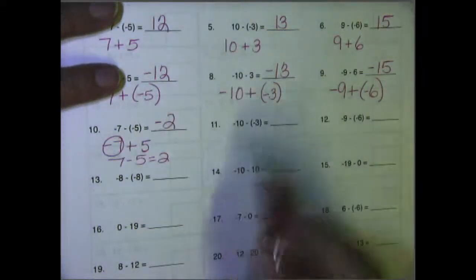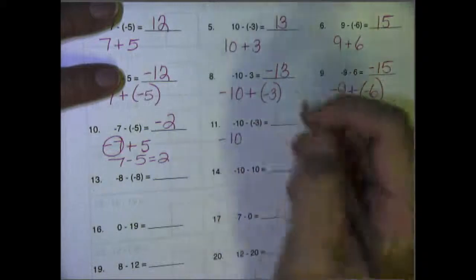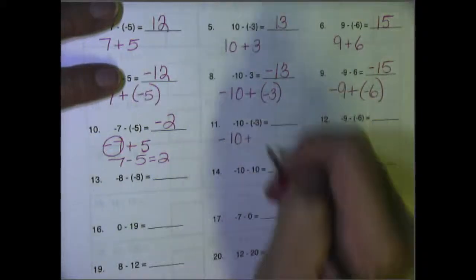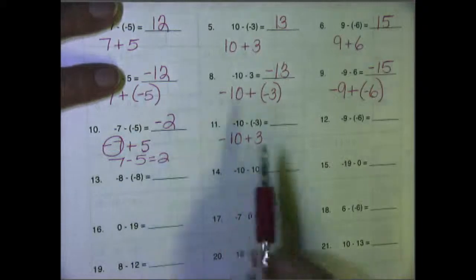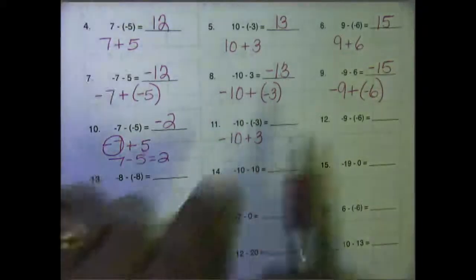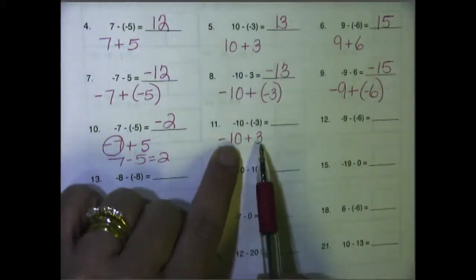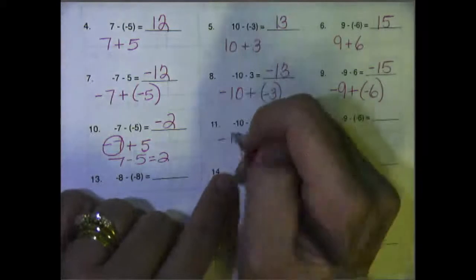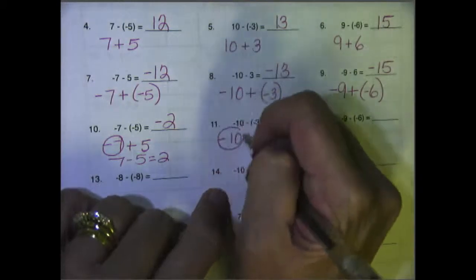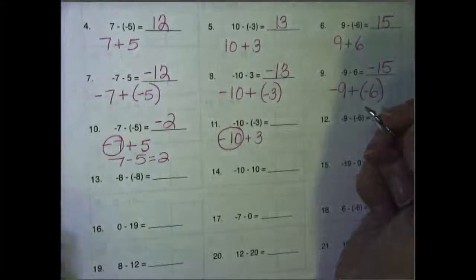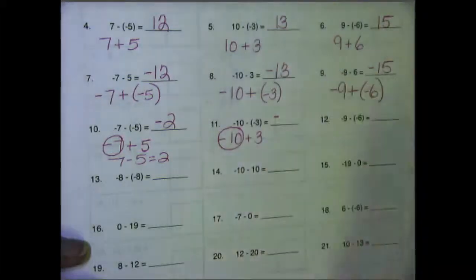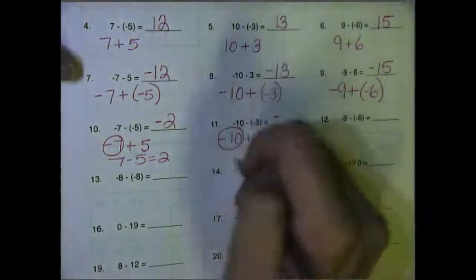Number 11. Negative 10 stays the same. Change the subtraction to addition. Change the negative 3 to a positive 3. Once again, we're adding different signs. When I add a negative and a positive, I cannot add the two together. First thing I'm going to do is notice that I have more negatives. I have 10 negatives compared to 3 positives. Since I have more negatives, my answer will be negative.